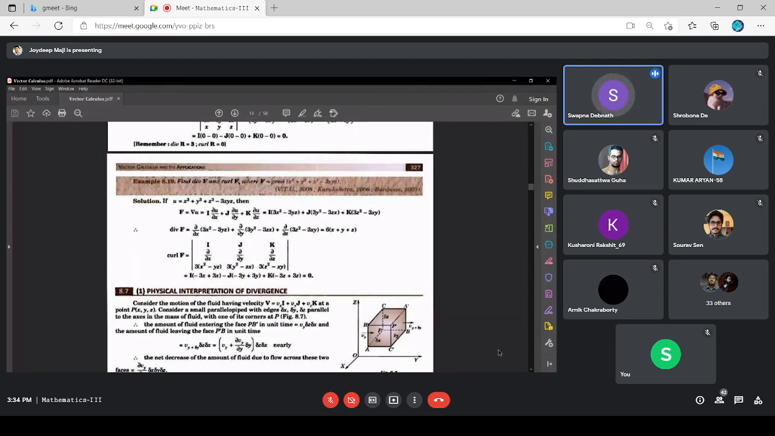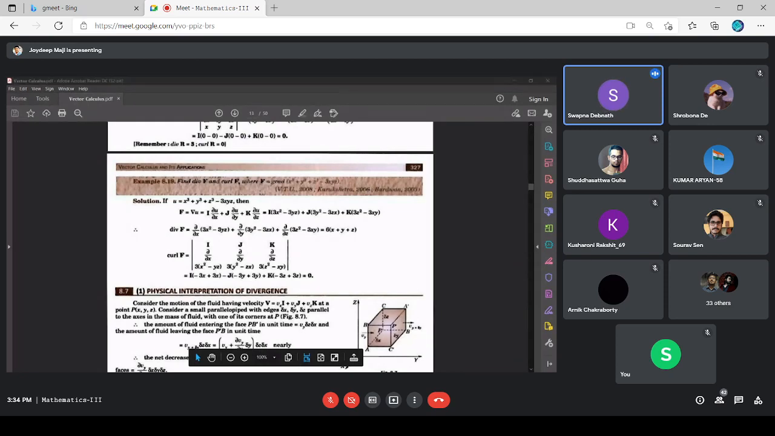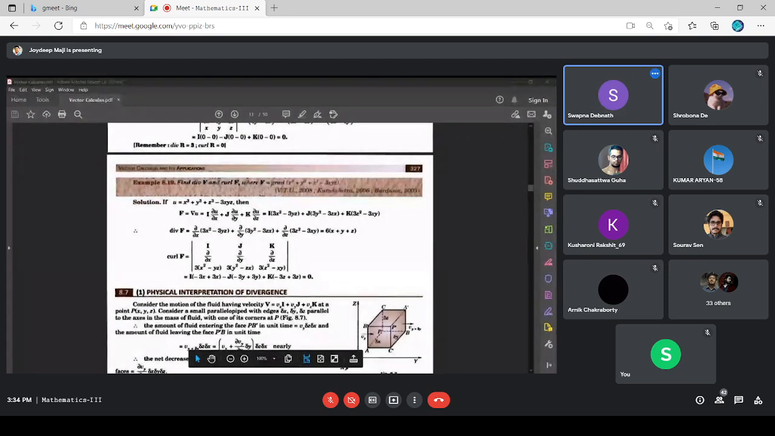Jaideep, is it square or cube? That is very small, I cannot see. X cube, right? Ma'am, cube. Cube, x cube plus y cube plus z cube minus 3xyz.